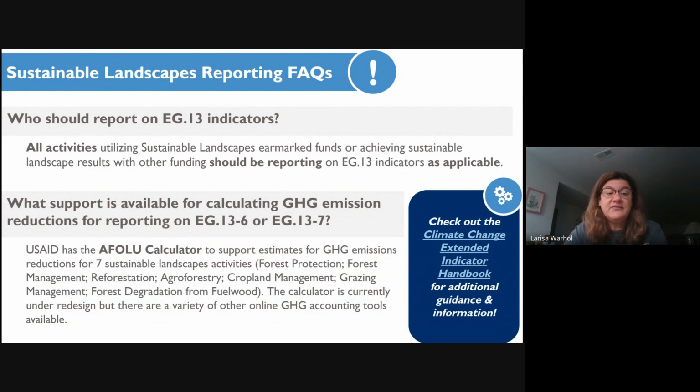Currently, it has 7 sustainable landscapes activities. We are in the process of updating the calculator, which will launch at the beginning of 2025, and it will expand by an additional 4. It will be a total of 11, so an additional 4 sustainable landscapes activities. And there are also other online resources. There are a lot of tools that are actually specific to one particular landscape. So again, if there's an area you're working in, look for a tool, reach out to us. We're always happy to help. And we're also happy to give advice around what are good, relevant indicators for your activity to be reporting on.